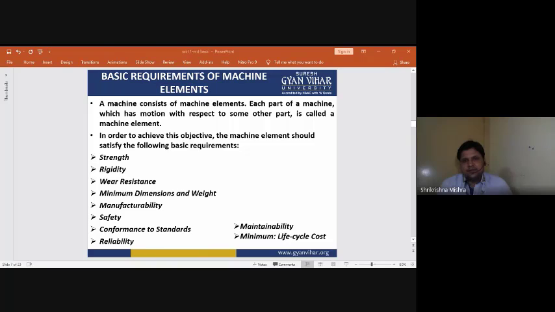Sixth point, safety. The shape and dimension of the machine part should ensure safety to the operator of the machine. The designer should assume the worst possible condition and therefore apply fail-safe or redundancy principles in such cases.